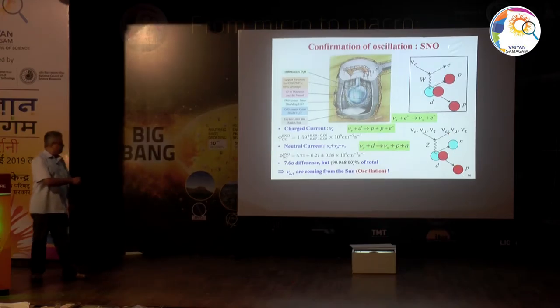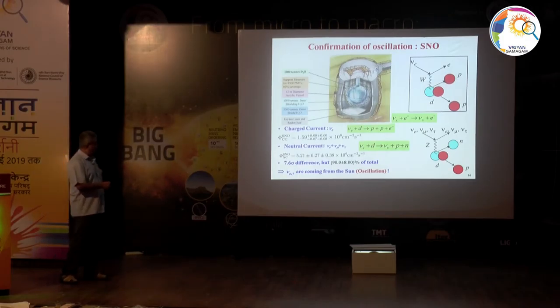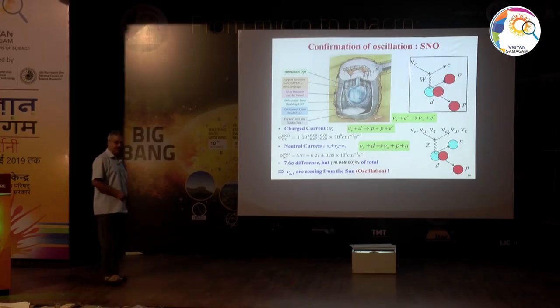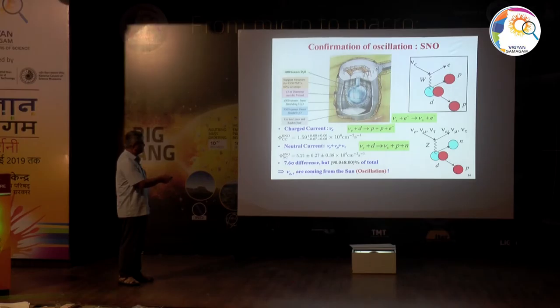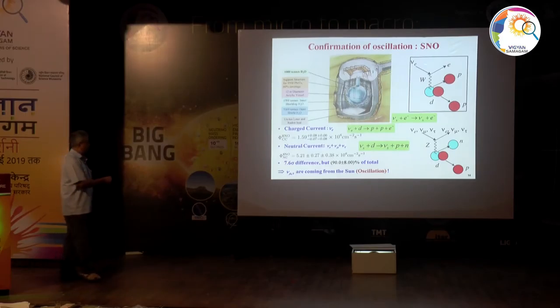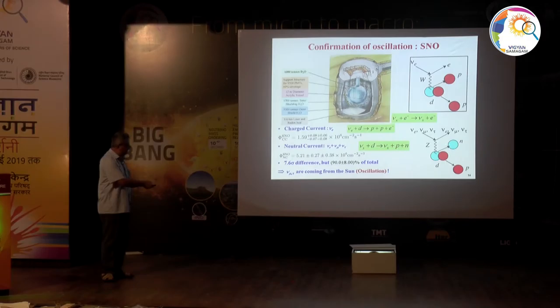So this experiment was designed in such a way that it can distinguish this kind of interaction from that kind. In this experiment, it was found that if I look at the electron neutrino produced in the sun and this interaction, the number of protons, and we also know how many events we expect to see in this process, the number I measure is roughly one third. But if I look at this other kind of interaction, and add all three together, that matches the total number of neutrinos produced in the sun, and what we expect to see on the earth.